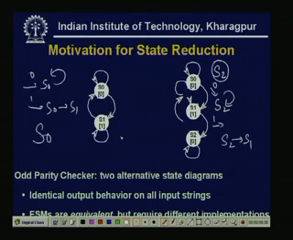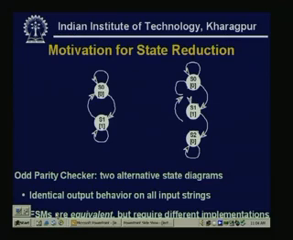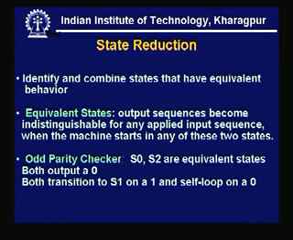Now see, for all possible input combinations, means 0 and 1, S0 remains in S0, S2 remains in S2, and for 1, S0 to S1, S2 to S1. So that means for all possible input combinations, the state transitions of S0 and S2 are the same. So S0 and S2 are equivalent states. For both the output is 0, both transition to S1 on a 1 and self loop on a 0.